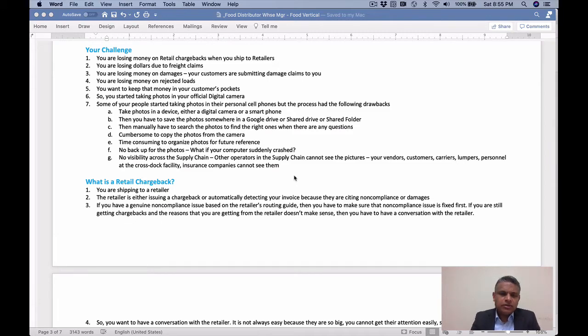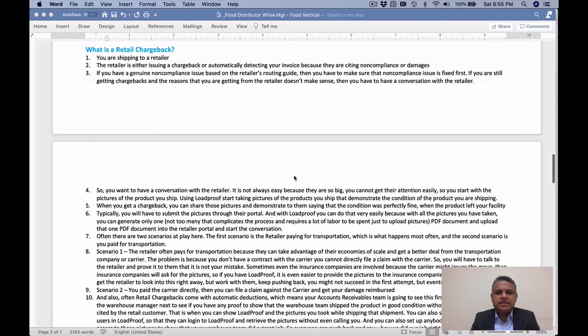So let's talk about what a retail chargeback is, right? You're shipping to a retailer. The retailer is either issuing a chargeback or automatically deducting from your invoice because they are citing non-compliance or damages. Right? If you have a genuine non-compliance issue based on the retailer's routing guide, then you have to make sure that non-compliance issue is addressed first, right? It could be a label that's not correct. The barcode is not scannable, or the pallet is built to 6 feet tall instead of 5 feet tall, or the box size is not correct. It's not one of the box sizes that the retailer can handle, right? So all those, you've got to address first.